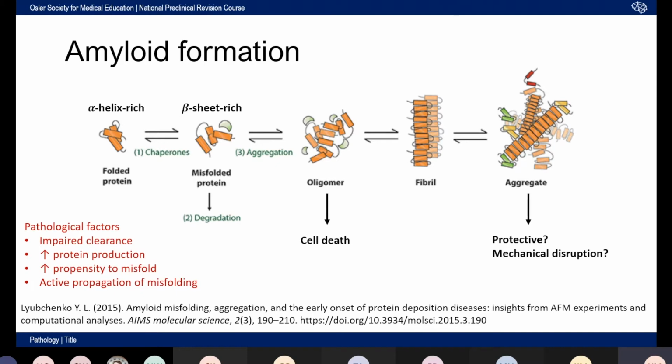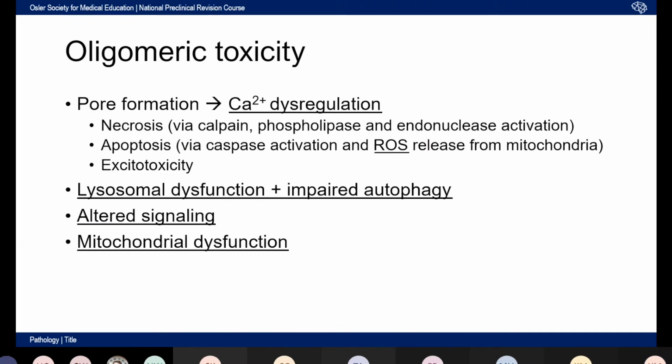And they can also become protease resistant, so they can't be cleared normally. But the evidence shows that the oligomers are the ones that cause the cell death rather than any other part of the protein structures. So the key takeaway is oligomers are the primary mediators of cell death in amyloid disease. Okay, so how do the oligomers cause cell death?